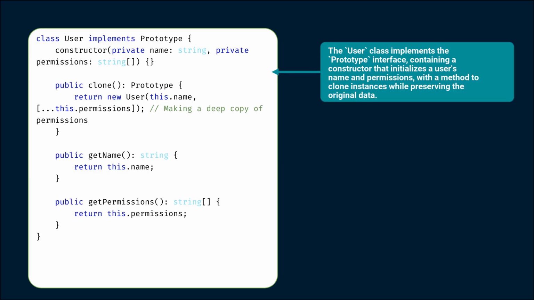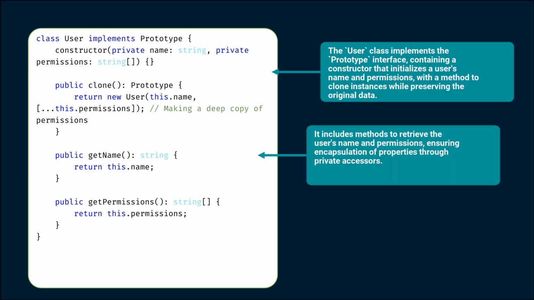Now let's see how we can implement a User class that leverages the prototype pattern for efficient cloning. In this example, the User class implements the prototype interface, indicating that it has a clone method designed to create copies of user instances. The constructor takes name and permissions as parameters, which are properties of each user.